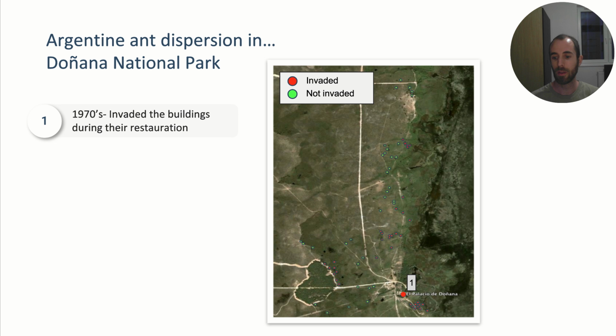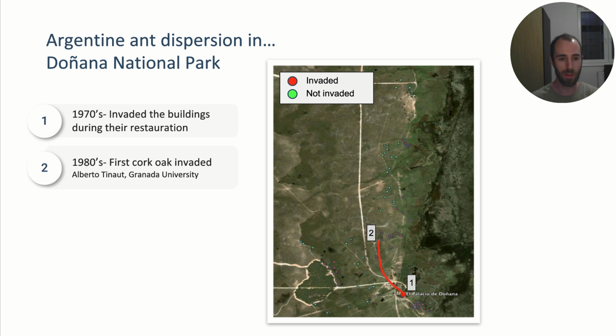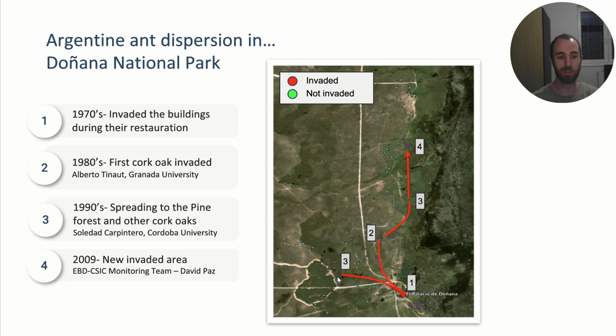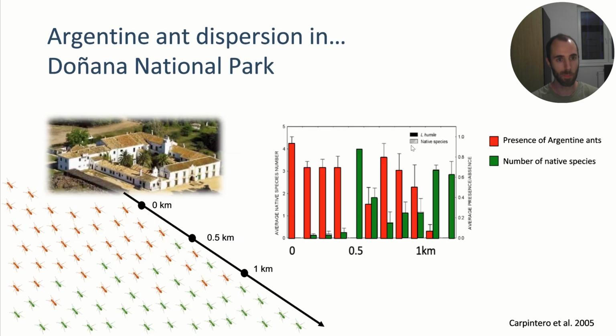In the 70s, the ant started invading the park through the restoration on some of the buildings. So the first invaded place was the Palacio Doñana. In the 80s, for the first time a cork oak was found invaded. In the 90s, further cork oaks were also invaded, and a pine forest here in the map, in the lower part of the map. And in 2009, a new area in the north was also invaded, in some of the cork oaks you can find there.